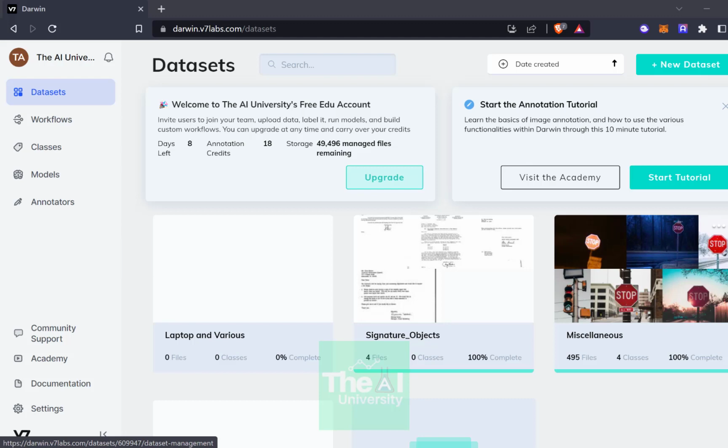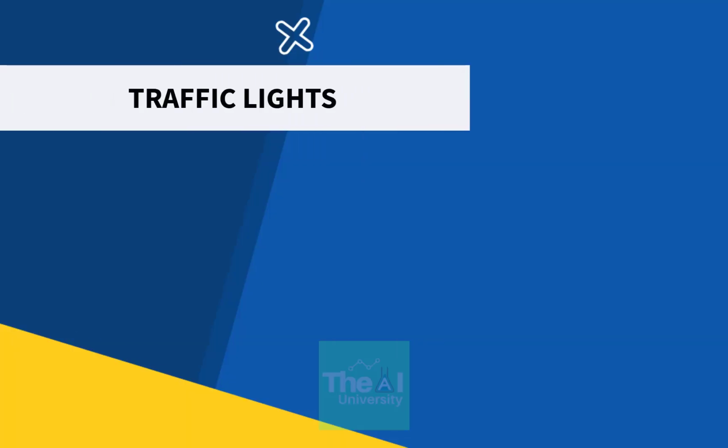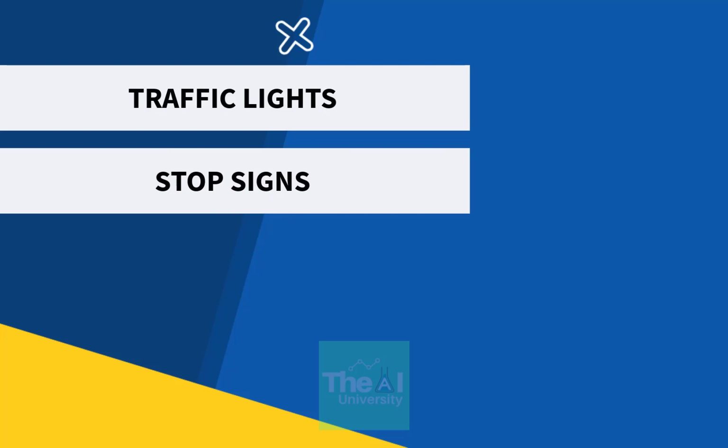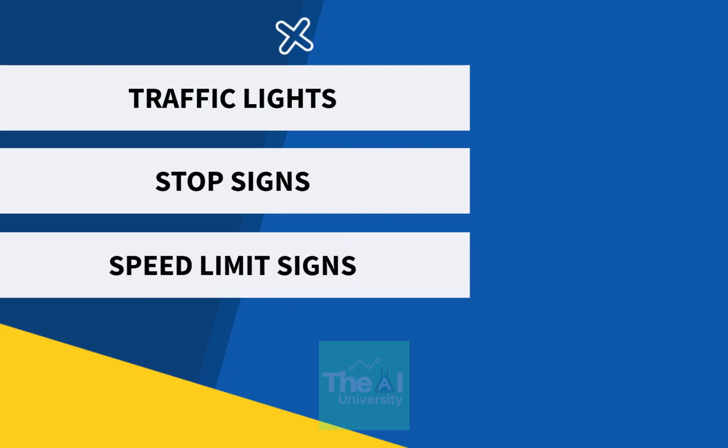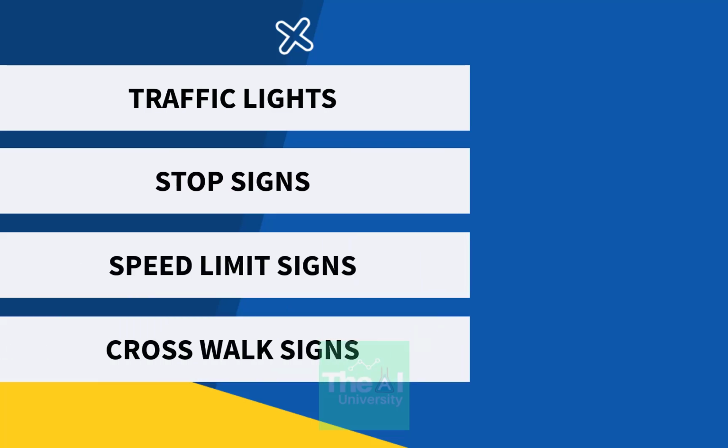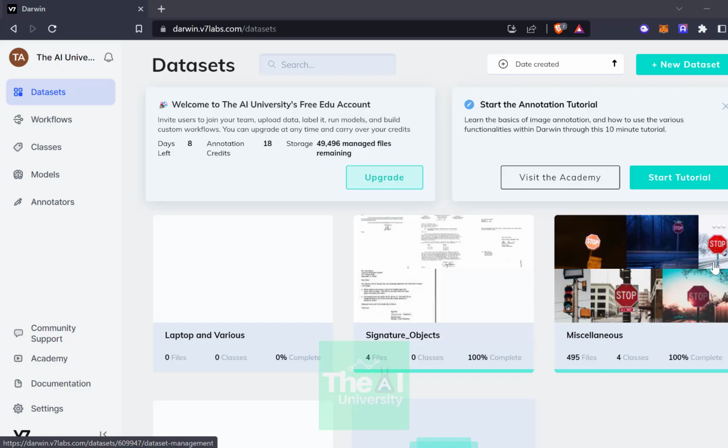So in my data set, I created 4 classes. Number 1 class was traffic light. Number 2 was stop sign. Number 3 was speed limit, and number 4 was crosswalk. Okay, so those were the details around this miscellaneous data set, which I created, and it contains 495 files, and I am going to use this data set later on for training purpose.